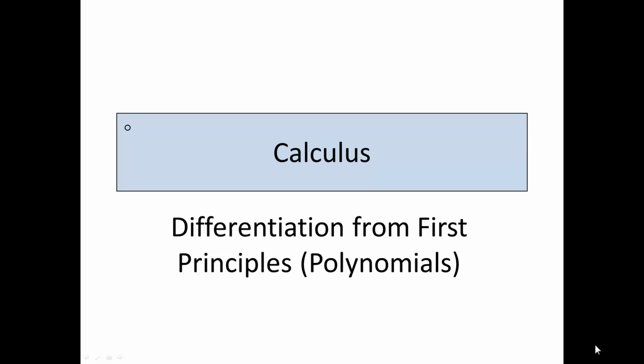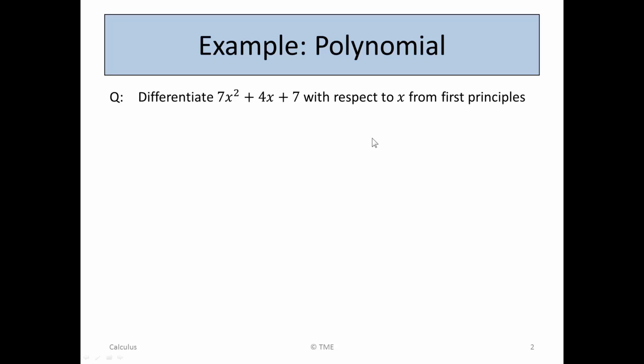Calculus, differentiation from first principles, polynomials. Here's an example of a polynomial. It's 7x squared plus 4x plus 7. We're going to differentiate it now with respect to x from first principles. So we write the equation out, y is equal to 7x squared plus 4x plus 7.